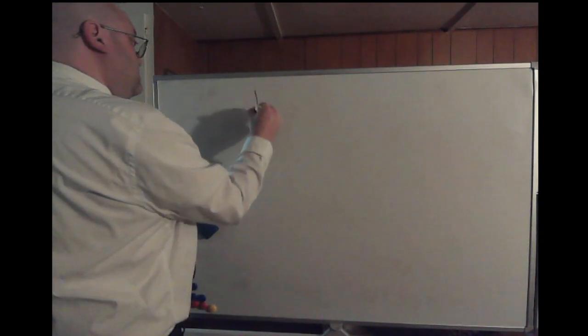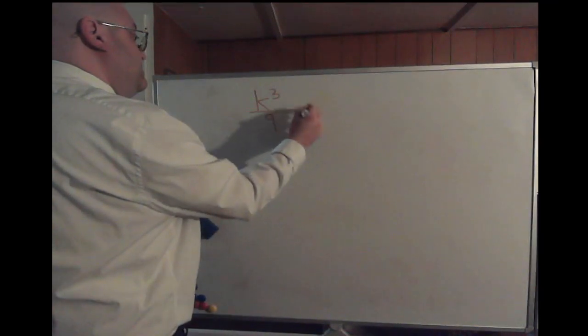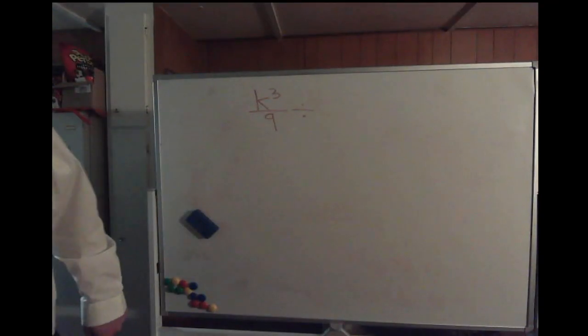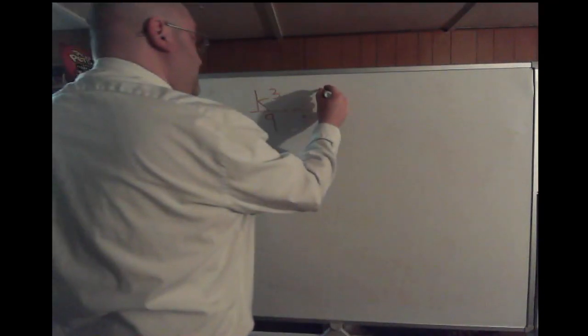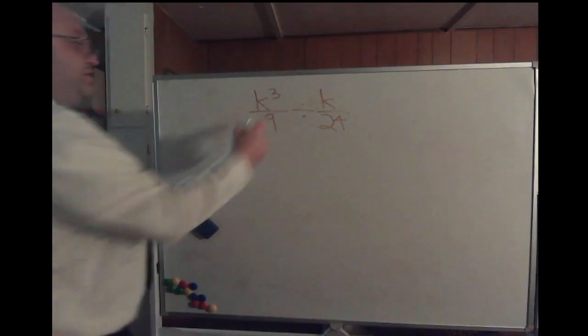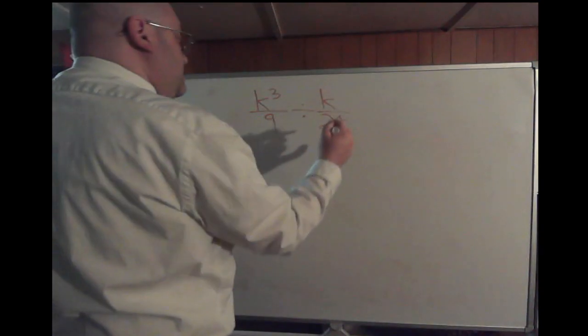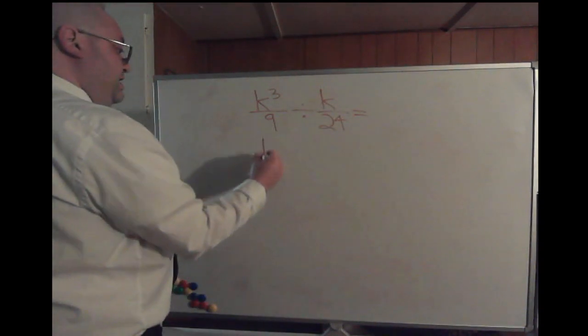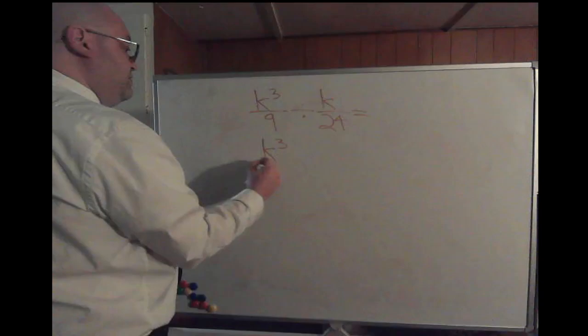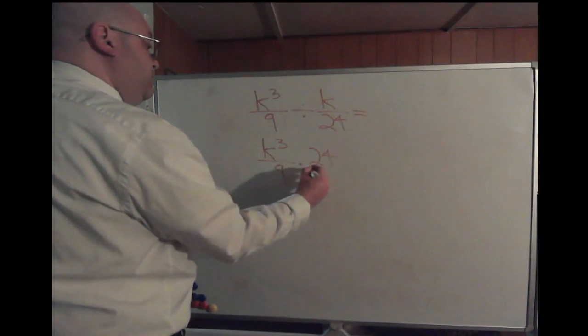All right, two more. We have k cubed over 9 divided by k over 24. So we have k to the third power over 9 divided by k over 24. First we'll invert and multiply. You have k cubed over 9 times 24 over k.